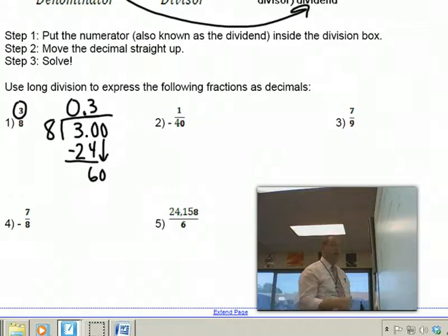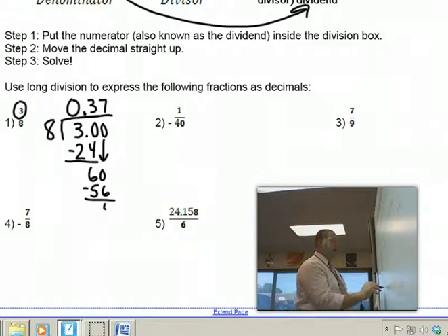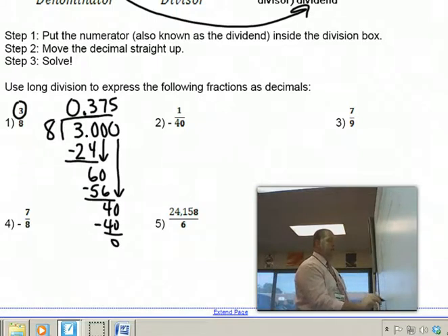And you notice if we stay nice and neat, this becomes a lot easier. So I'm looking for 8 into 60 is 7. That's 56. I'm going to add another 0 here and bring that down. So 8 into 40 is 5, and that works out to be a terminating decimal. So 3/8 is the same as 0.375.